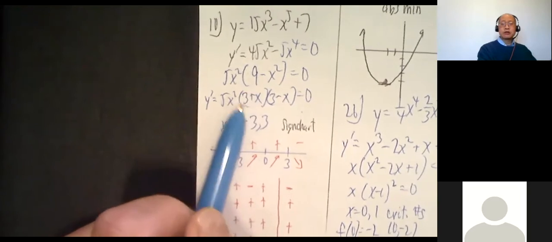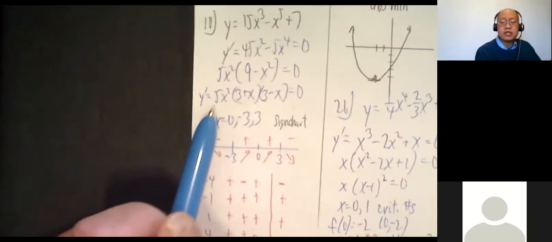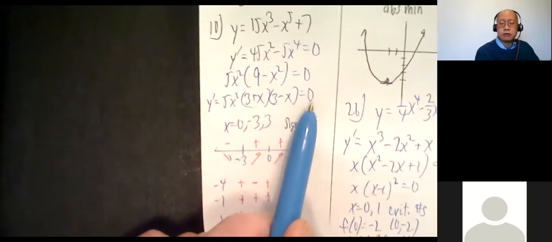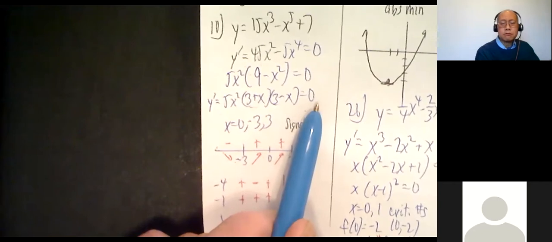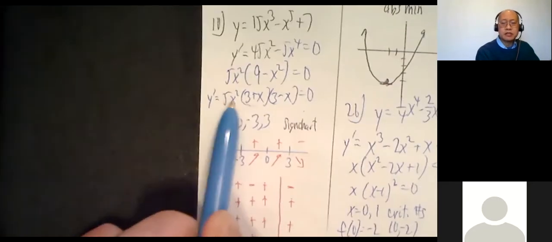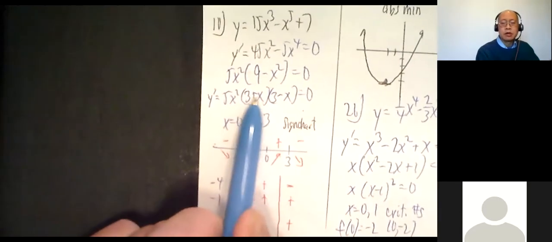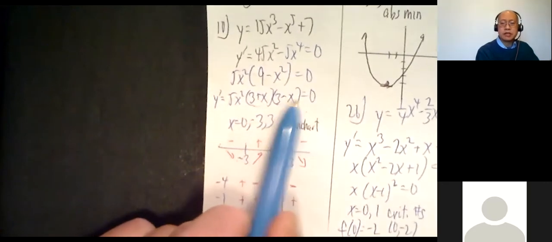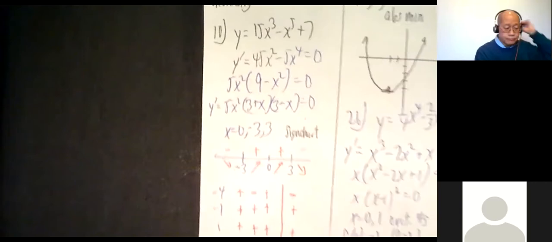This further factors into 3 plus x, 3 minus x. Okay, so y prime is 5x squared times 3 plus x, 3 minus x. Set it equal to 0. Right, so what makes this 0? 0. What makes this 0? Negative 3. What makes this 0? Positive 3.